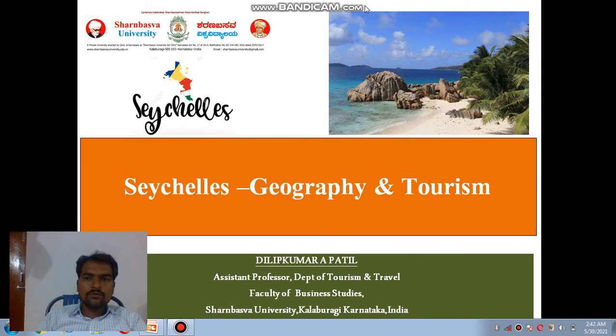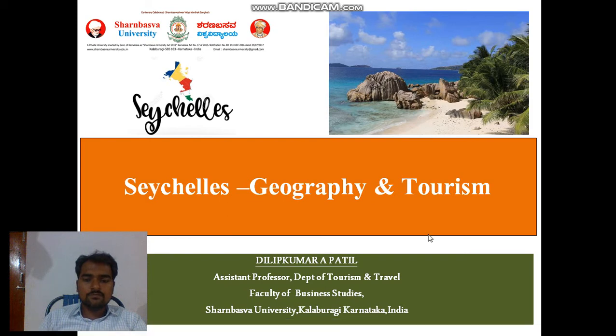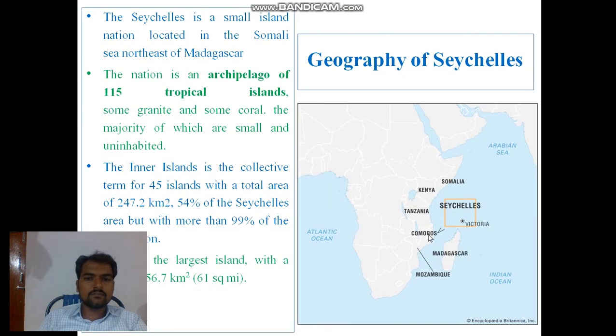Today I come up with the video on Seychelles, a small nation in the African continent with beautiful nature. So here in the map you can see the location of the Seychelles. It's an archipelago group of 115 islands. Among those 115, Mahe is the largest island, and on Mahe island you are going to see the capital city of Seychelles, that is Victoria.